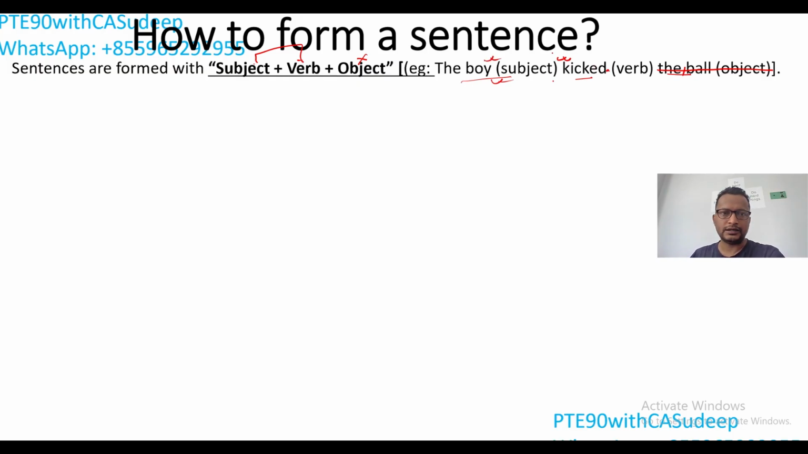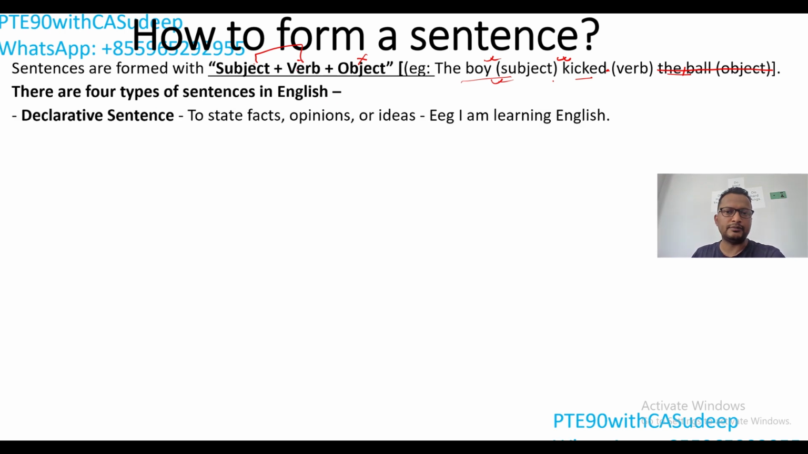Now, what are the types of sentences in English grammar? There are 4 types of sentences. You don't need to memorize it, I'm just sharing it for the sake of your skills. The first is declarative sentences. It states a fact, opinion, or idea. For example, "I am learning English." You are declaring something, right? So you state facts and opinions.